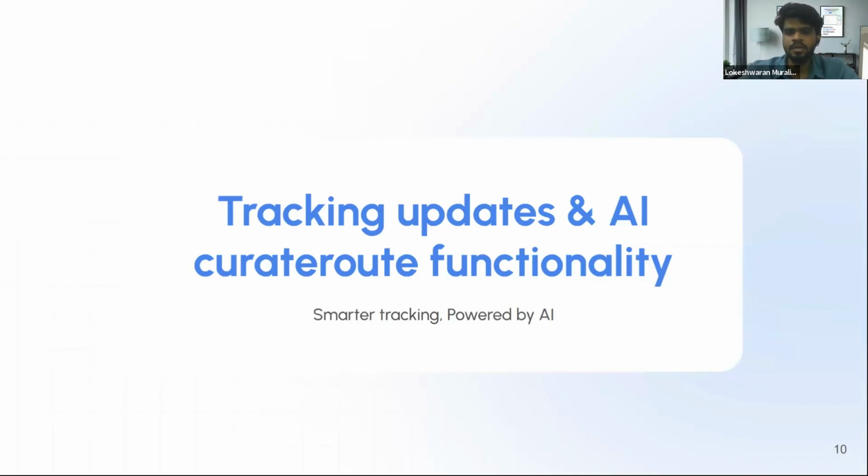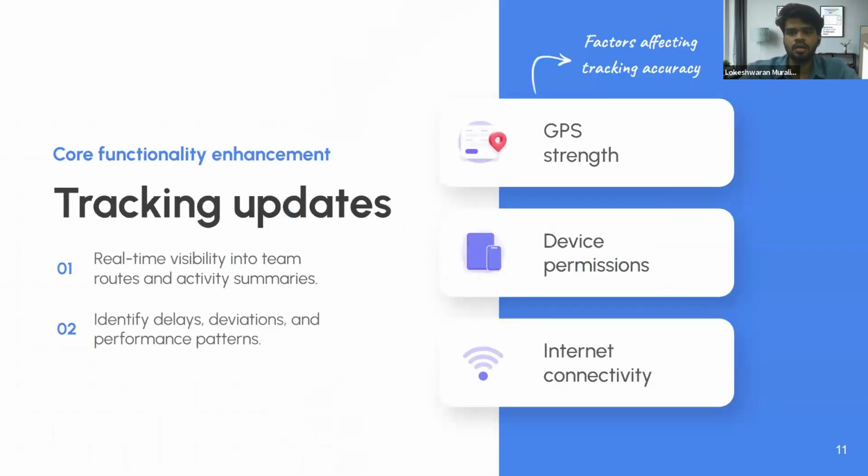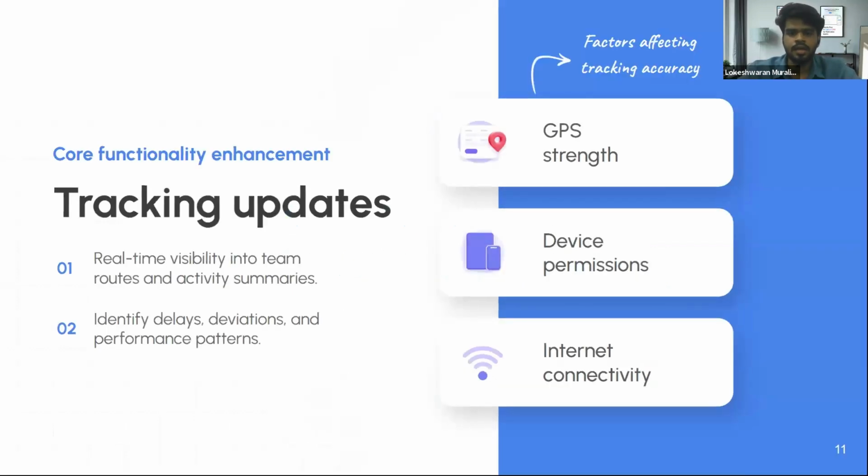To understand why these updates matter, let's first look at what affects tracking accuracy. Tracking accuracy depends on factors like GPS strength, device permissions, and internet connectivity. If any of these are weak, it can impact how routes appear in the system.